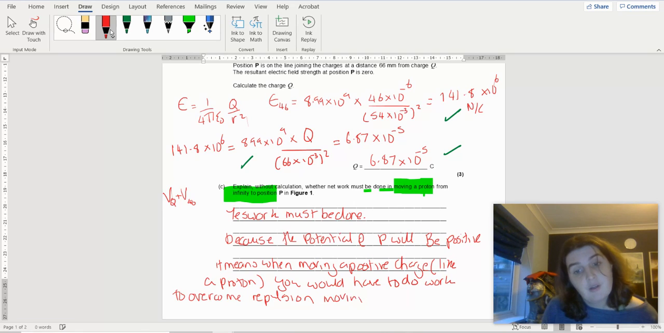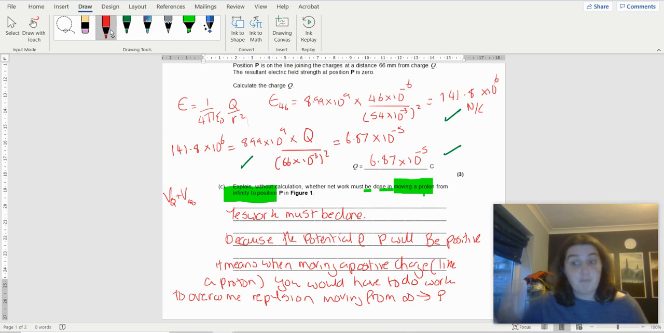Moving from infinity to P, okay? Because normally, if I had a proton and I put it at that point, the field would do all the work for me and boot it out. What I'm trying to do is get from outside of that field and take my proton and push it into that position.